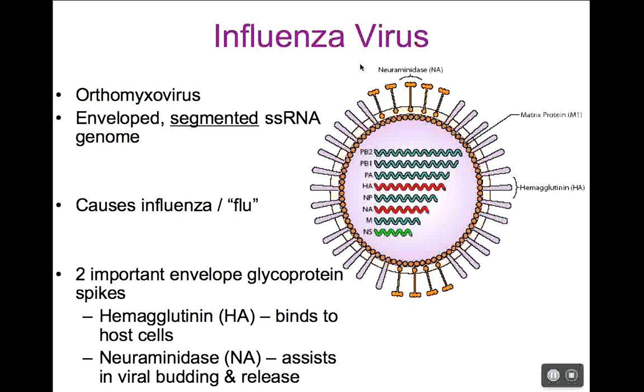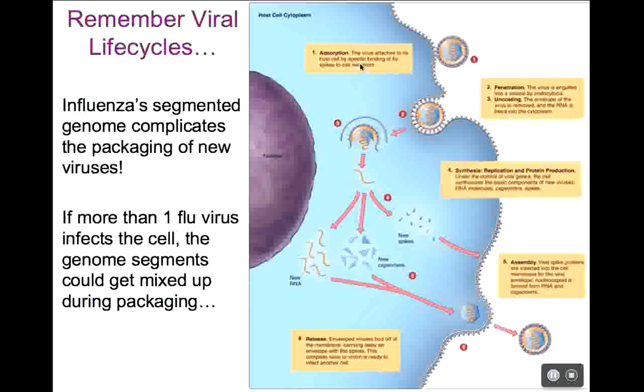Well, that segmented genome also complicates the viral life cycle. Remember, this should be a review there of the picture on the right-hand side. This is the viral life cycle. Remember the steps here. The spike on the virus attaches to the host cell receptor. The whole virus penetrates into the host cell. You then have to go through uncoating to release the capsid.